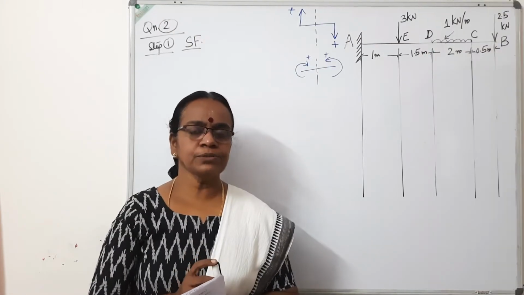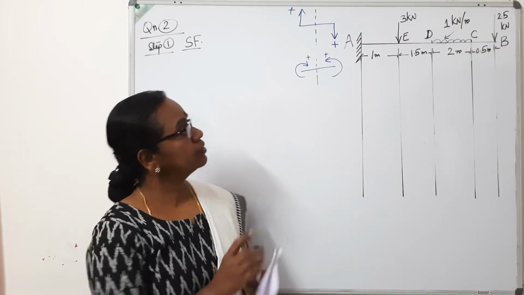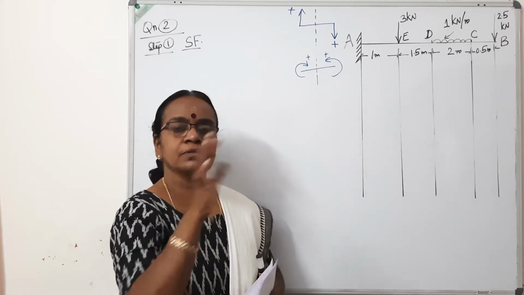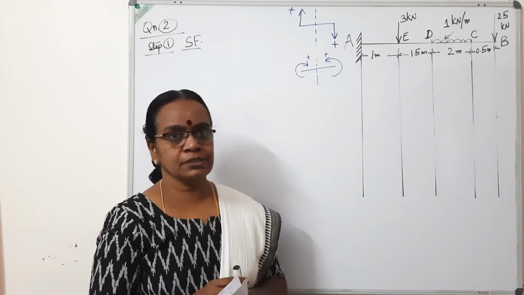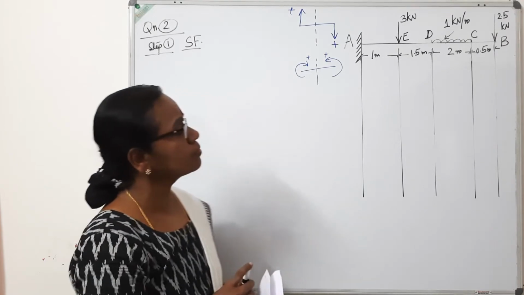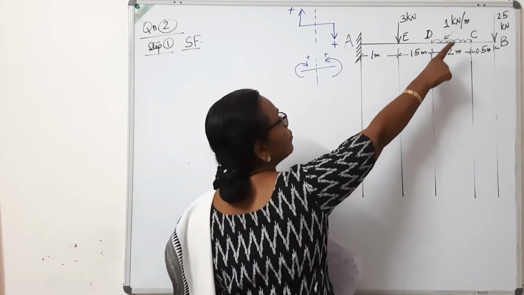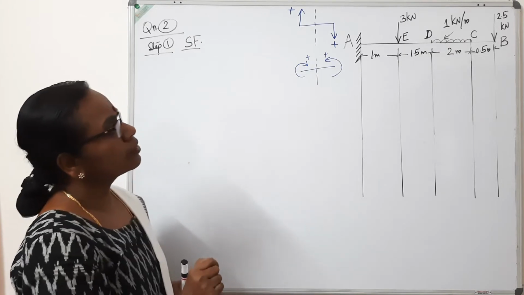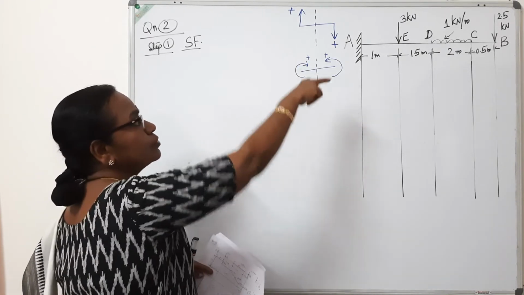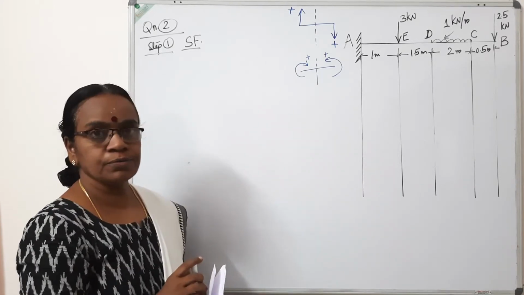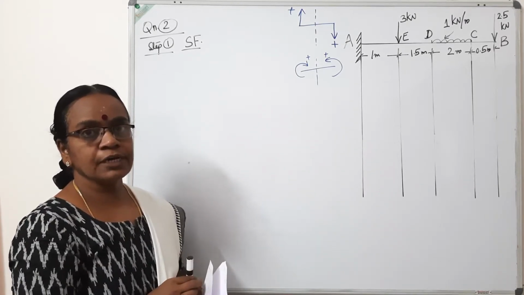So let us move on to the second example in cantilever beam. The beam consists of both concentrated loads as well as uniformly distributed load. The figure shows a load of 2.5 kilonewton at the free edge, 1 kilonewton per meter for 2 meter length, and another 3 kilonewton point load. How to draw the shear force diagram and bending moment diagram?